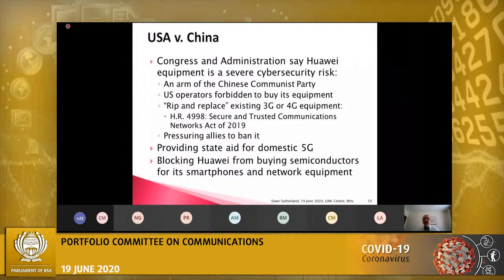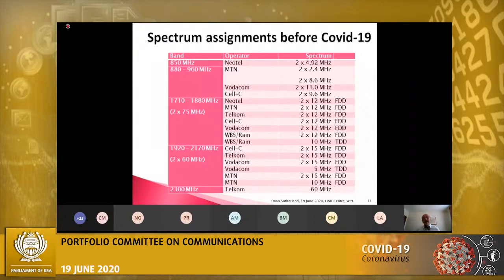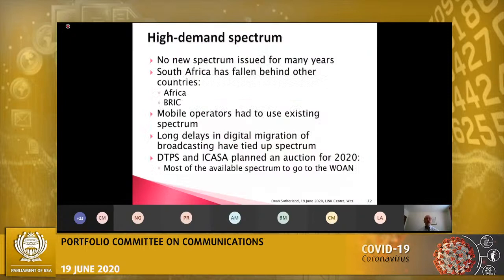That's the existing, the pre-COVID spectrum assignments in South Africa. And as you saw from the previous slides with COVID, a whole lot more has been made available. So it's getting quite interesting now as to what's going to happen.